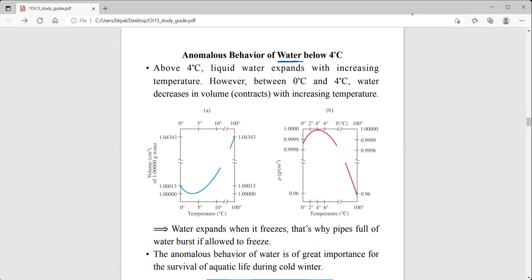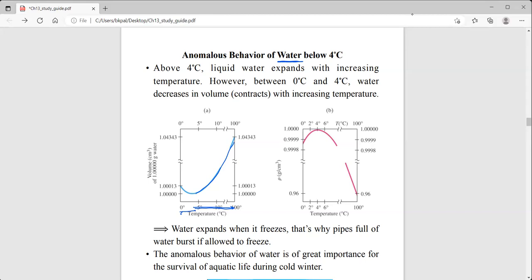Okay, water behaves normally when the temperature is above 4 degrees Celsius. So after 4 degrees Celsius, it's normal. But between 0 degrees and 4 degrees Celsius, it behaves opposite to the normal behavior. You know that objects or materials expand when you increase the temperature. So here you see after 4 degrees Celsius, as you are increasing temperature, the volume is increasing. So after 4 degrees Celsius, there is no problem.